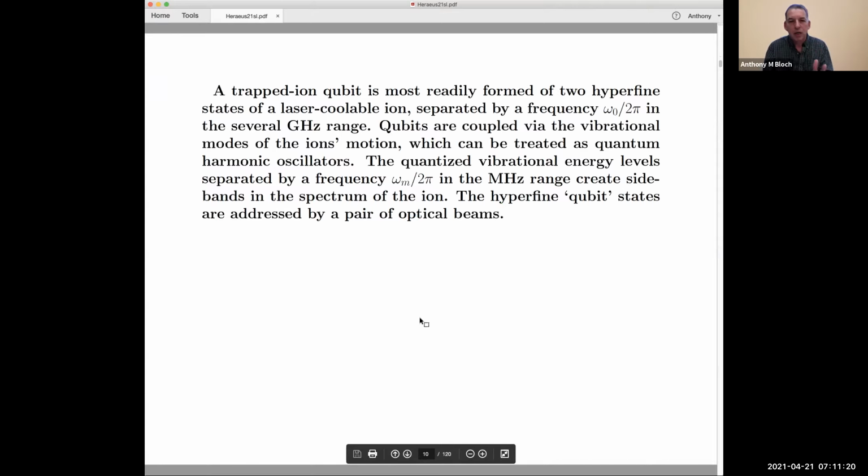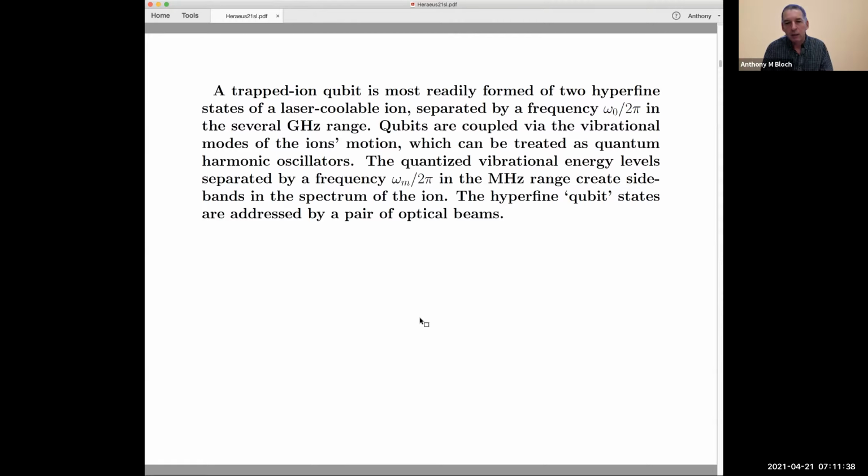So this trapped ion qubit is formed by two hyperfine states of a laser-coolable ion separated by a certain frequency. The qubits are coupled by the vibrational modes of the ion's motion. And basically, as I said, what you're looking at is trying to control the system.